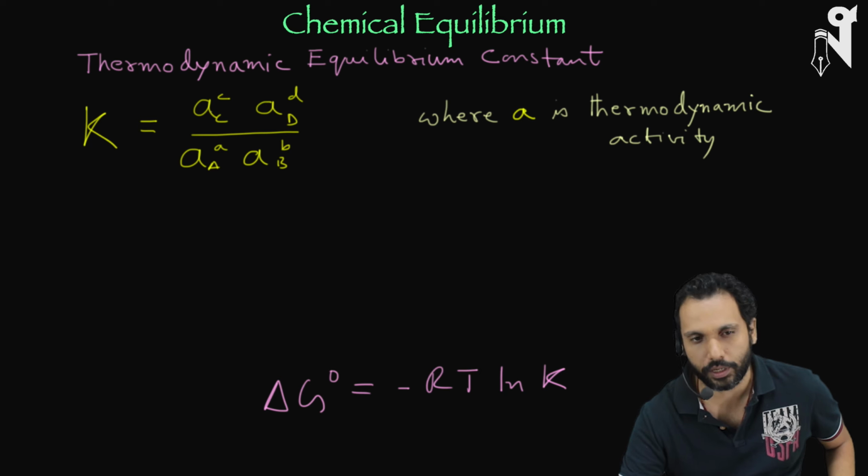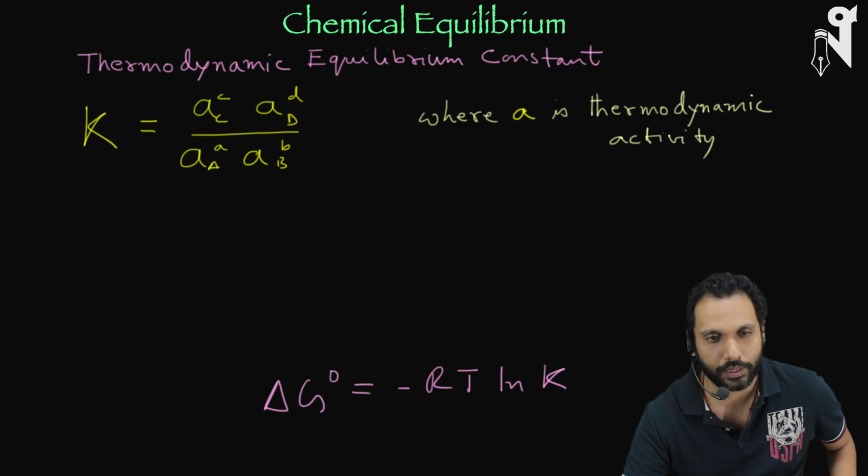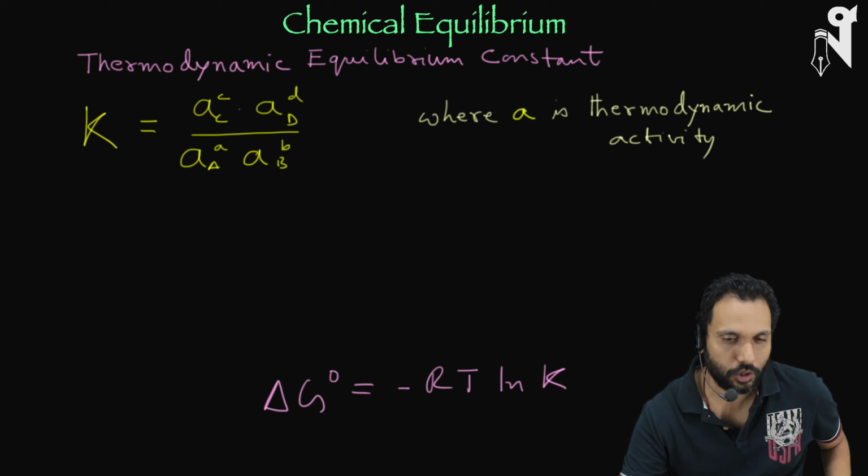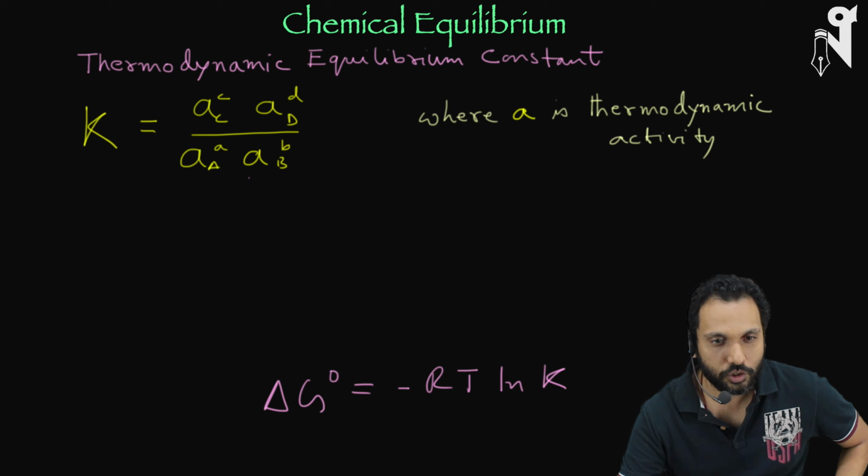If you are reporting in concentrations, which is mole per liter, it might not end up being unitless when C plus D is not equal to A plus B, which is the majority of cases. It is not necessary that C plus D will be equal to A plus B. So it might have units when you are writing in concentration, but K doesn't have units. So what's the mystery over here?